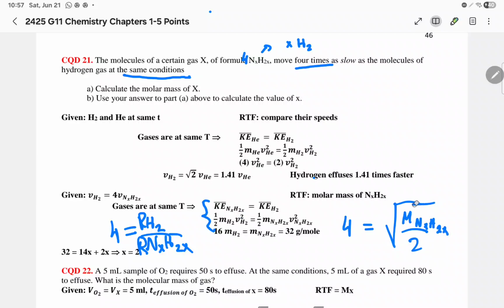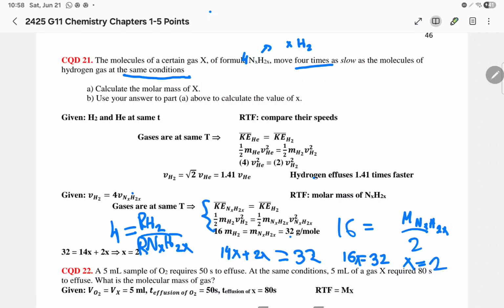So what we need to do is square on both sides. We get rid of the radical, we square this, it becomes 16. 16 times 2 means that it's equal to 32. Now I know where we got this from. Now 32 is the same as N is 14, so 14x plus 2x equals 16x equals 32. So our x is equal to 2. Now our molar mass was 32, x was 2.